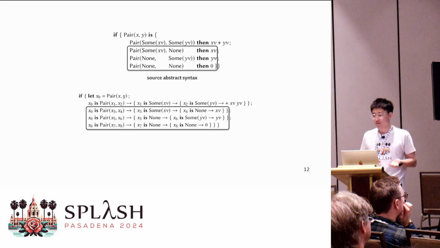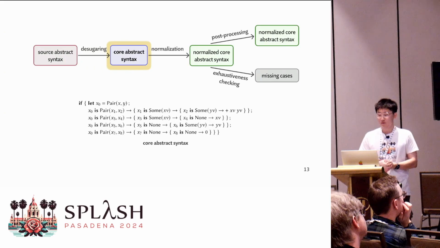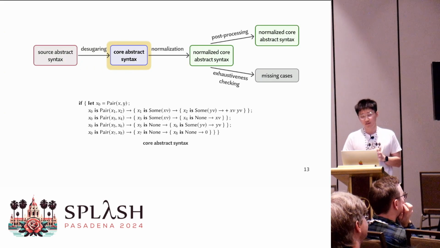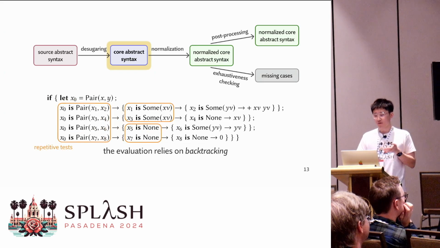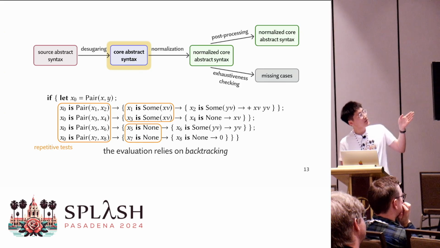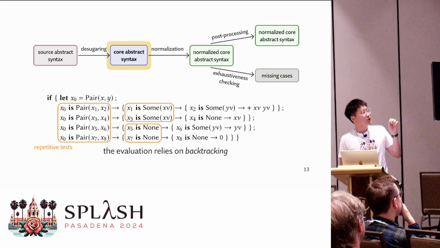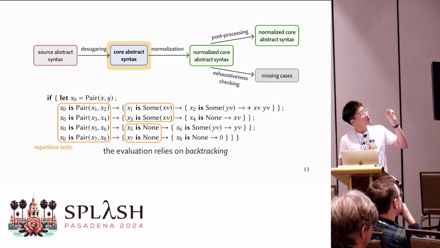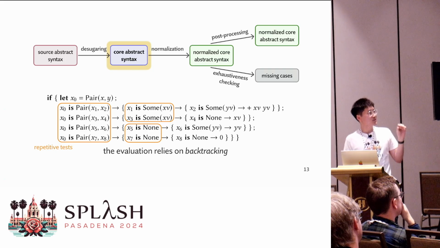In our implementation, it can be even on the fly. The outcome is what we call the core abstract syntax. We want to point out that the evaluation of this syntax relies on backtracking. As you can see, each case, because the evaluation semantics goes from the first case to the last case, so there are many repetitive tests.